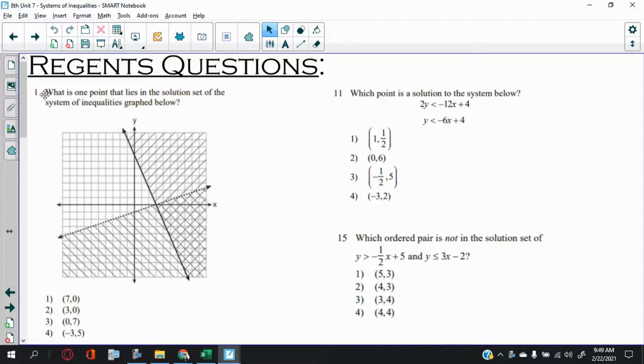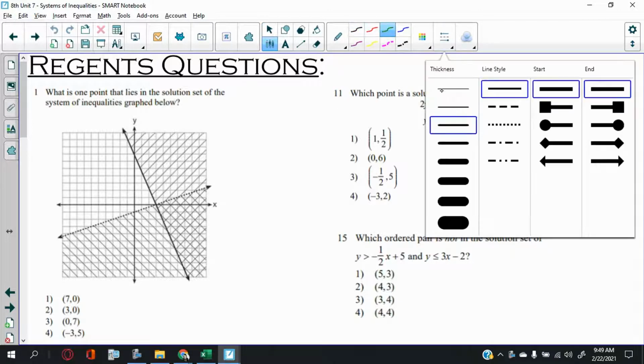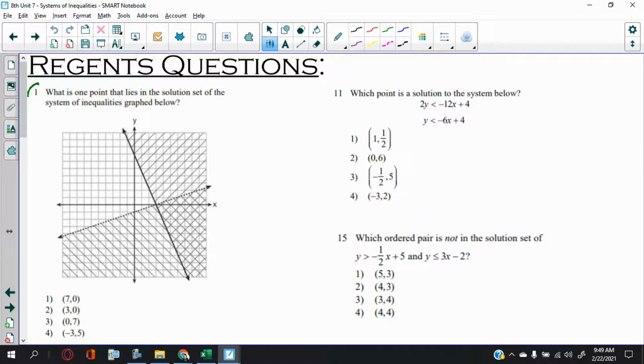So let's start right here with number one. I found 5 questions. I didn't pick them, because that would assume I had a choice, but these are the 5 I found that are related to what we're doing. Number one: what is one point that lies in the solution set of the system of inequalities graphed below? Here's the graph. What's one point that's in there?